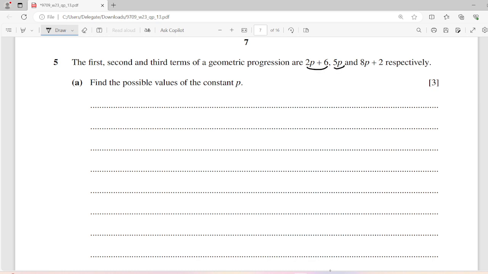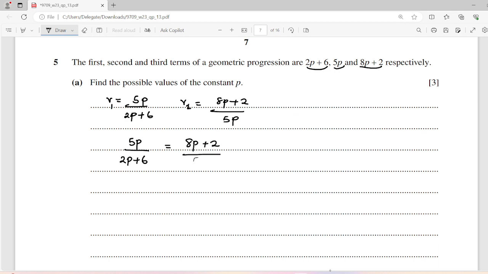So to get the common ratio, I'll say 5p over 2p plus 6. And then also next divide by previous, so I'll say 8p plus 2 over 5p. So that's how we get the common ratio. But remember, the common ratio is supposed to be the same, so equate these two and form an equation. So I am going to equate them.